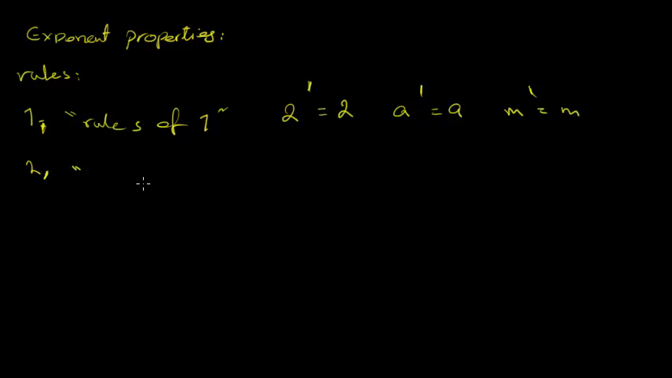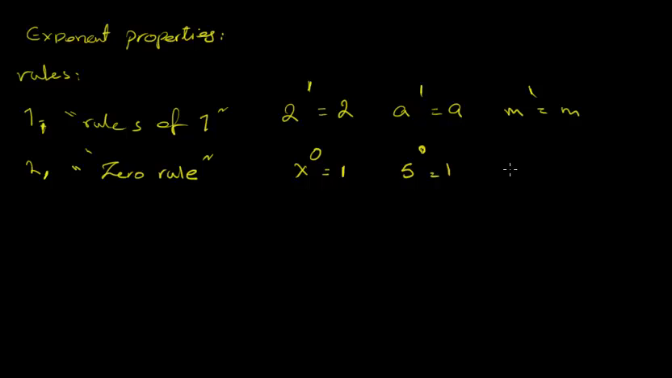Rule number 2 is called the zero rule. According to the zero rule, any non-zero number raised to the power of 0 equals 1. Let's say we have x raised to the power of 0, it equals 1. 5 to the power of 0 equals 1.